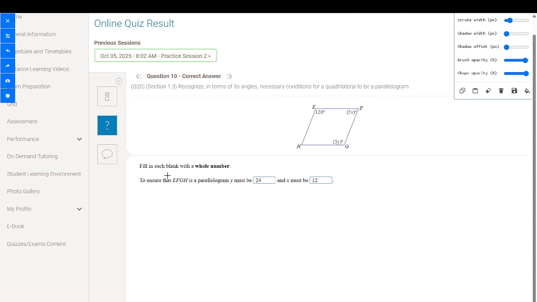Now fill in each blank with the whole number. We have a parallelogram and we have angles. So opposite angles are equal, and also the consecutive angles are supplementary. So now here we need to find y and x. We have 5y and 120, they are opposite angles, and we have a parallelogram, so they will be equal. So we have 5y equal to 120.